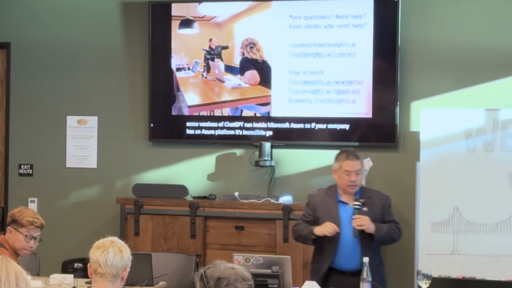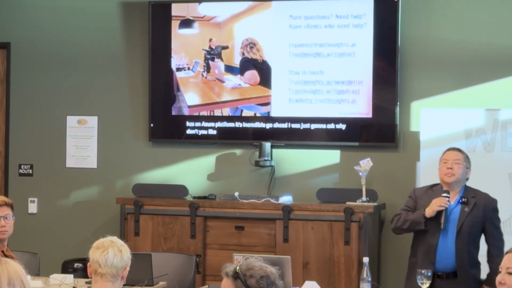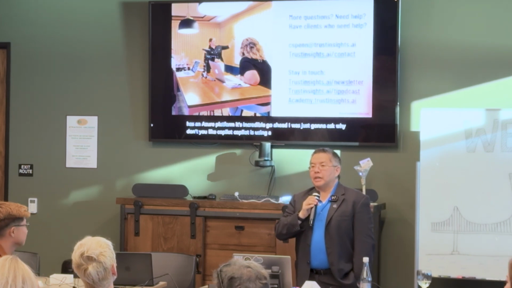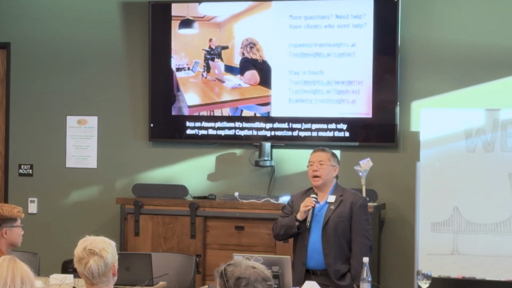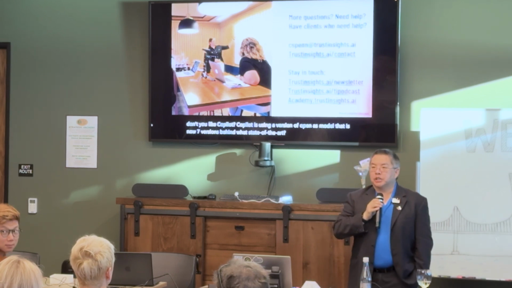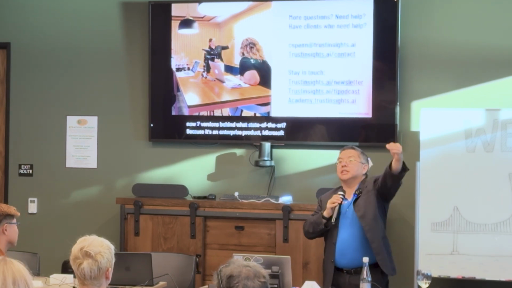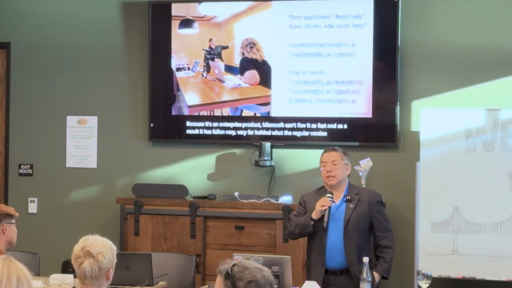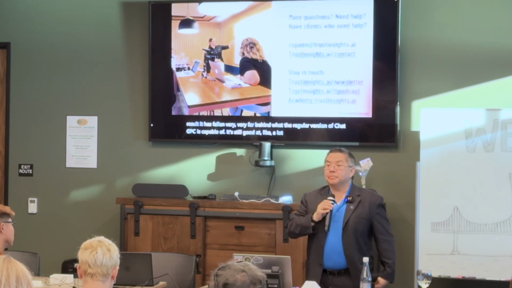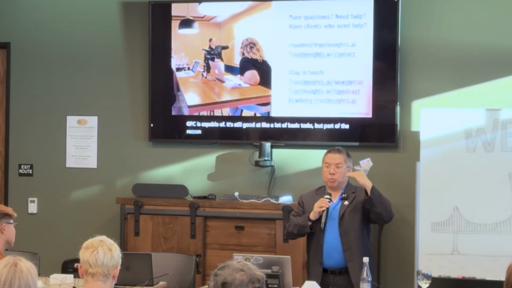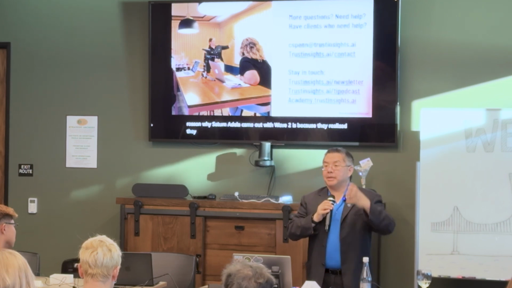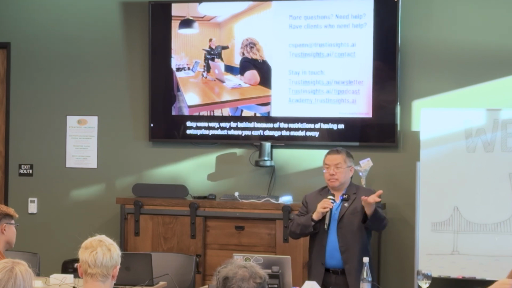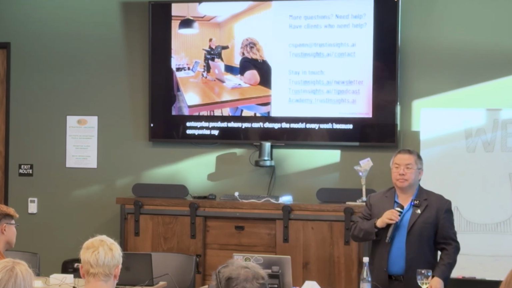Go ahead. I was just going to ask, why don't you like Copilot? Why do you think it sucks? Copilot is using a version of OpenAI's model that is now 7 versions behind what's state of the art. Because it's an enterprise product, Microsoft can't rev it as fast, and as a result, it has fallen very, very far behind what the regular version of ChatGPT is capable of. It's still good at a lot of basic tasks, but part of the reason why Satya Nadella came out with Wave 2 is because they realized they were very, very far behind because of the restrictions of having an enterprise product where you can't change the model every week because companies say that's unacceptable.